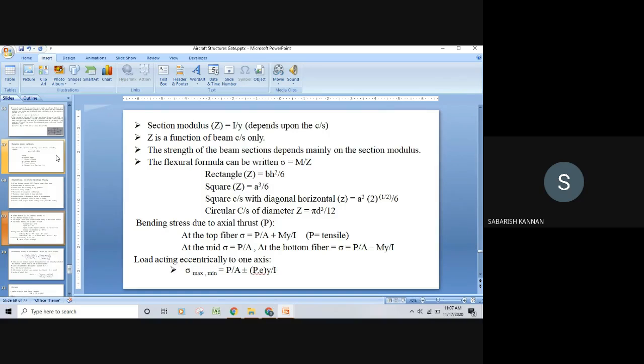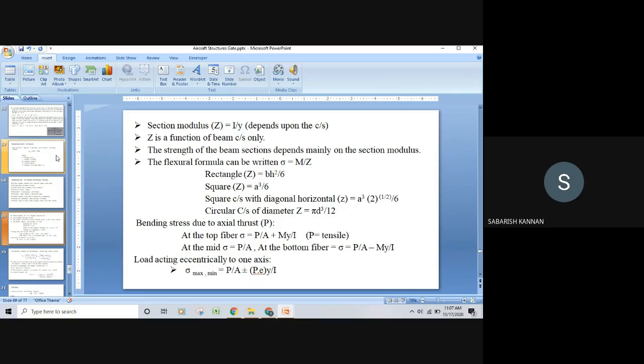That is our Y. Z is a function of the beam cross section only. Right? So the strength of the beam mainly depends on the section modulus. What is section modulus? Moment of inertia divided by Y, where Y is the distance between the top fiber to the neutral axis.